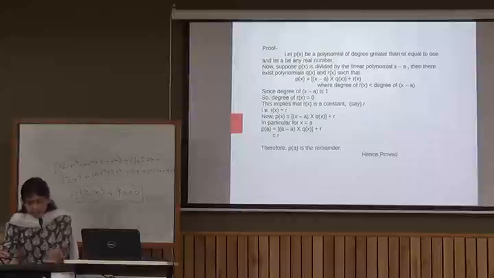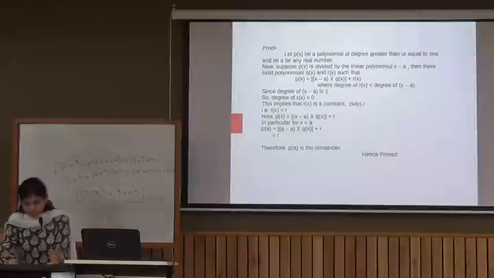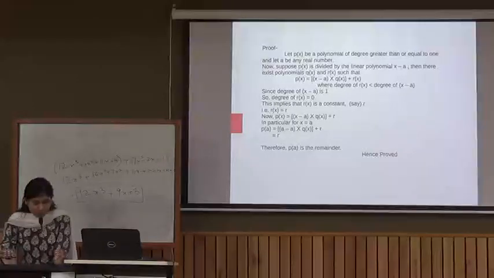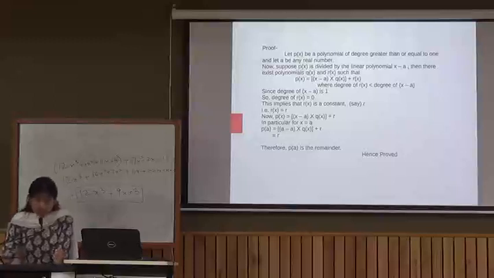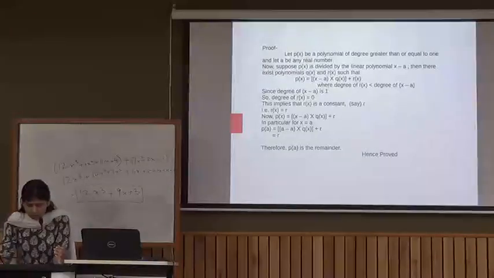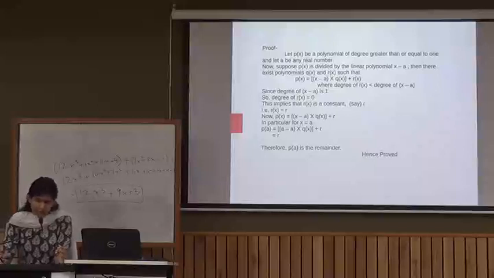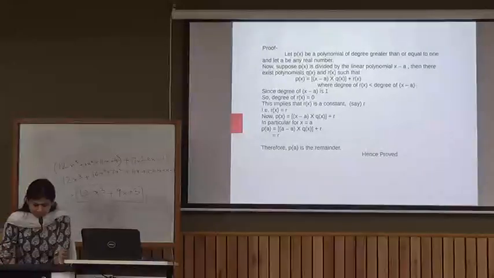Therefore, again, by putting the value of r(x) in the above equation, we get p(x) is equal to (x minus a) into q(x) plus r. In particular, the value of the polynomial at x is equal to a, we get p(a) is equal to (a minus a) into q(x) plus r, which is equal to r. Therefore, we get the value of r is equal to the value of the polynomial at x is equal to a. And here we have noted that small r is nothing but the remainder polynomial. Therefore, p(a) is the remainder. Hence proved.